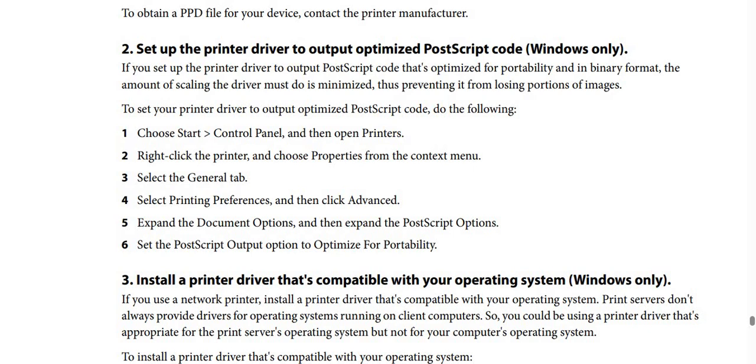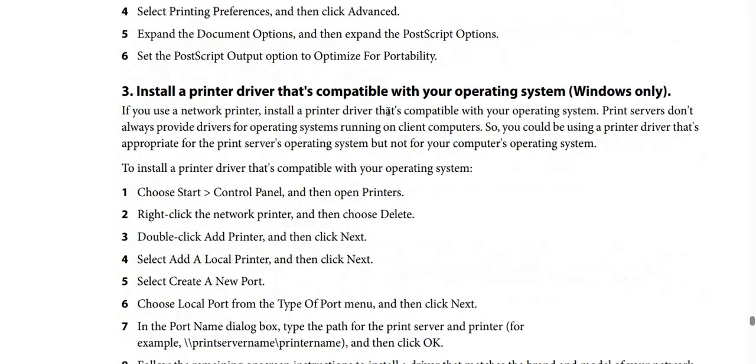We have steps. Step number 1, choose Start, then choose Control Panel, then open Printers. Number 2, right click the printer and choose Properties from the context menu. Number 3, select the General tab. Number 4, select Printing Preferences and then click Advanced. Number 5, expand the document options and then expand the PostScript options. Step number 6, set the PostScript output option to optimize for portability.